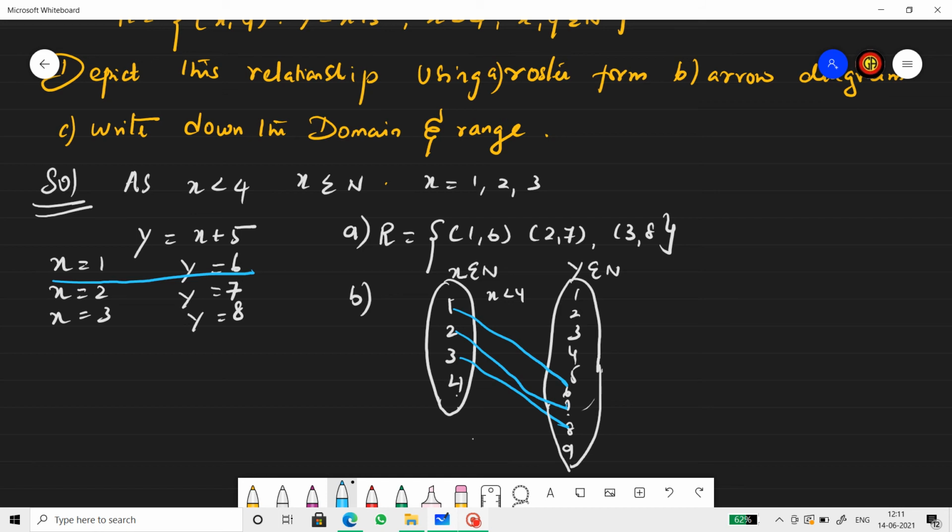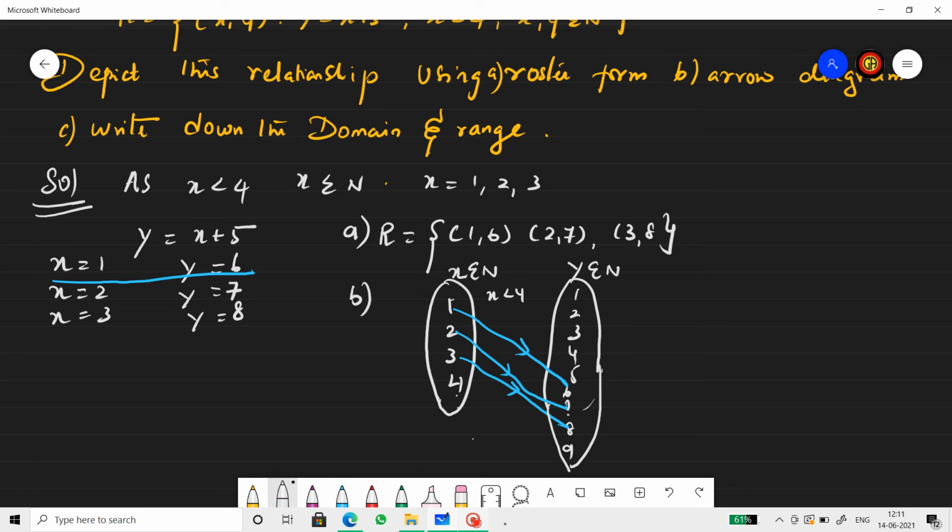1, 2, 3. So when I substitute X as 1, my y value was 6. When I substitute x as 2, the corresponding y value was 7. When you substitute x as 3, the corresponding y value was 8. So this is how we represent it by the arrow diagram.